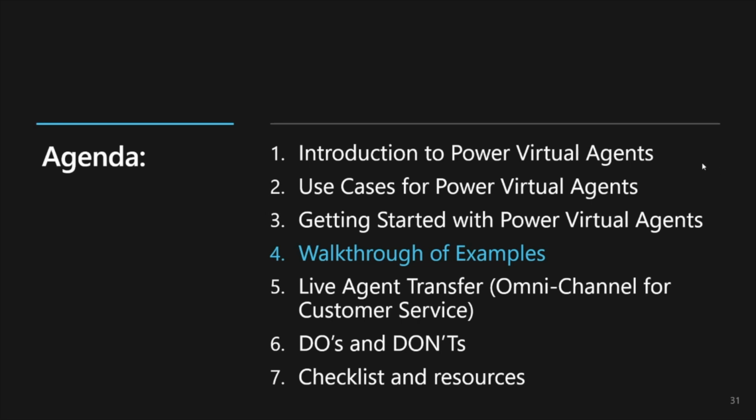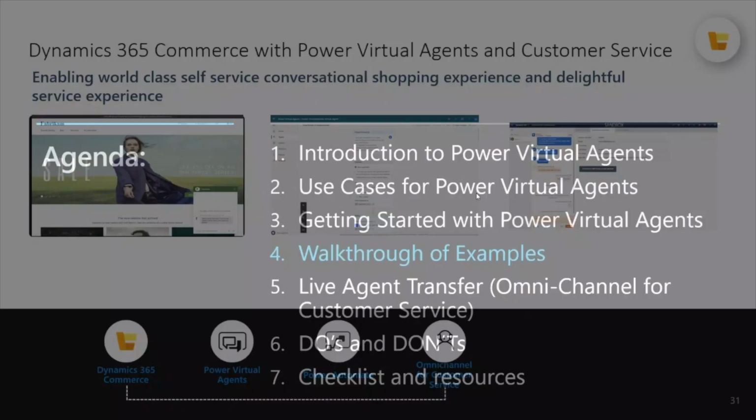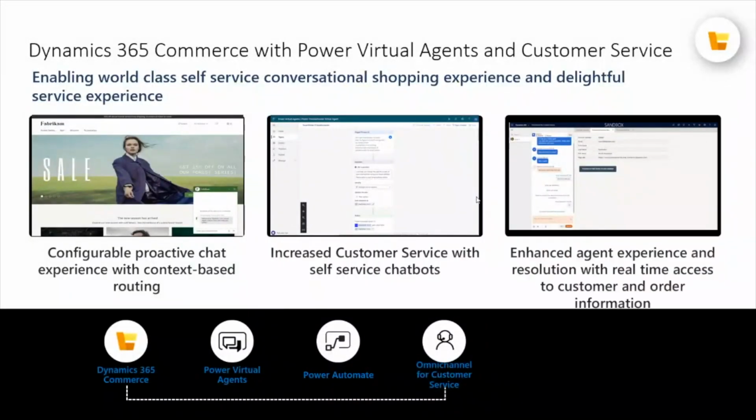Thanks, Rachel. So I'm going to walk through some of the examples that we have. So one of the first ones is a feature that we are landing in private preview. So first, we are bringing together Dynamics 365 e-commerce with Power Virtual Agent and Omnichannel for customer service, so that you could do both sales kind of experience as well as customer service with it.